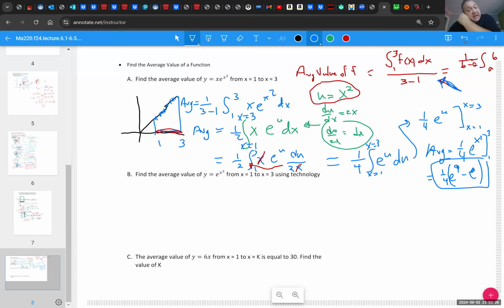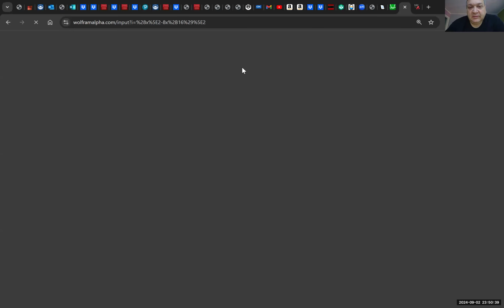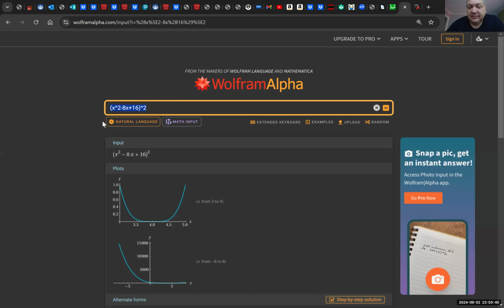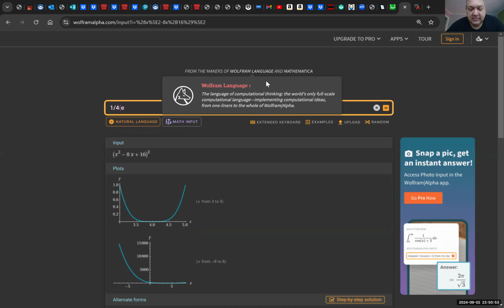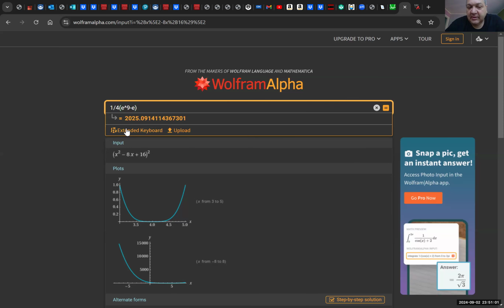That's the average value. And if you want to know what that is as a decimal approximation, you can use a calculator. I'm going to be using Wolfram Alpha a little bit later, or I guess on the next example. So I'm going to show you what that looks like. This is Wolfram Alpha. It's a nice little knowledge engine, and you can put any kinds of math things in there you want. You can even put words in there if you want. This is 1/4, and then e to the 9 minus e. And so it gives me about 2025.09. So that's the decimal approximation.